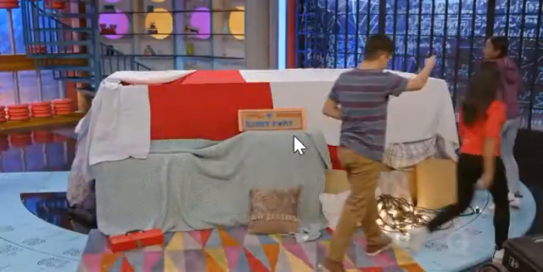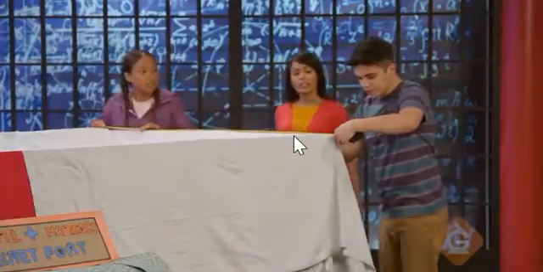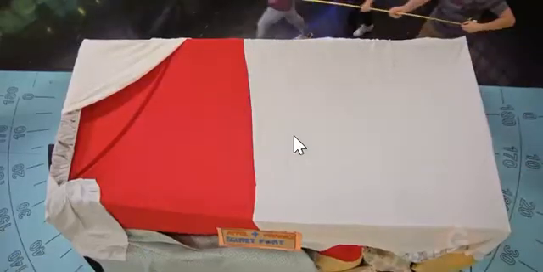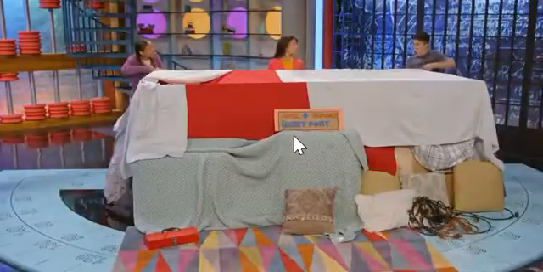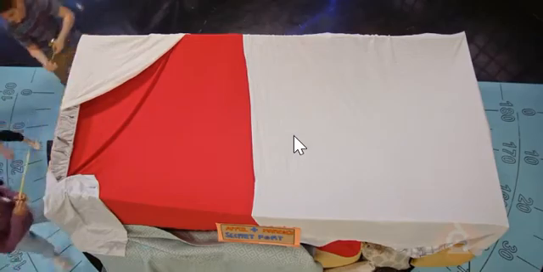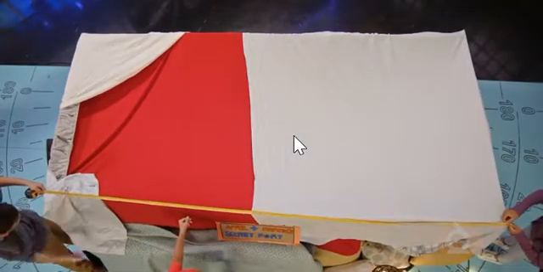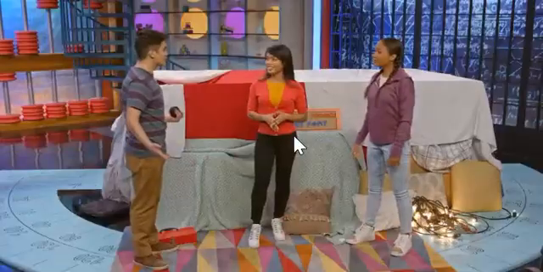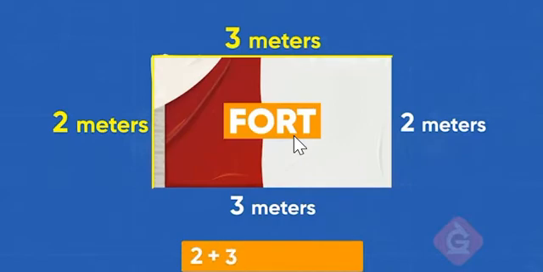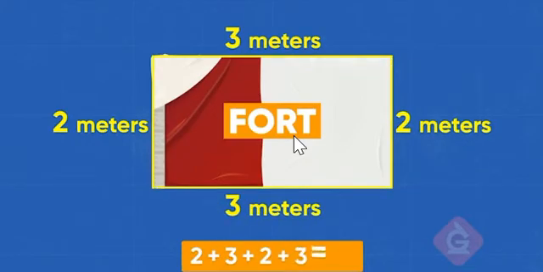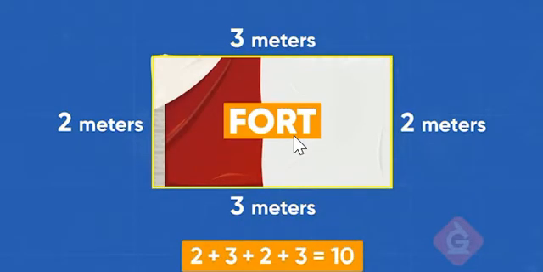Yeah. 2 meters. All right. 3 meters. Okay, nice. 2 meters. And? 3 meters. Great. So what should we do next to find the perimeter? Add up all those numbers. Bingo. So, 2 plus 3 plus 2 plus 3 equals 10. 10 meters is the perimeter.